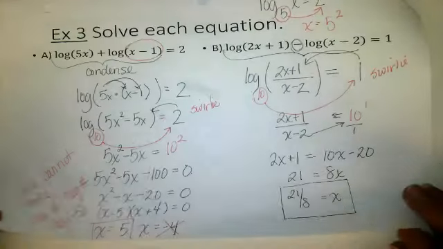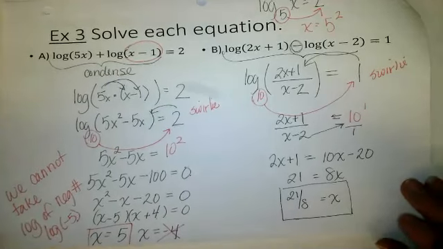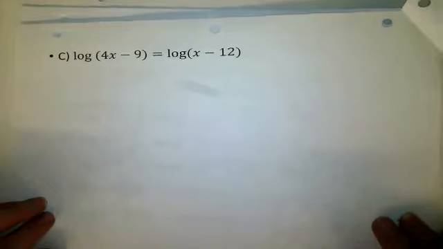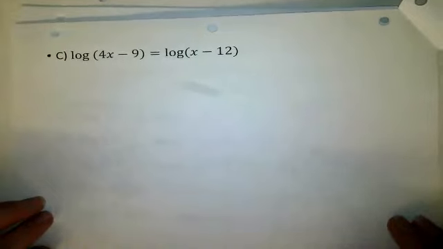I have one more that's really easy. One more example. One more. No, one more. Whoa. Log of 4x minus 9 equals log of x minus 12. What's different about this? There's an equals in the middle.